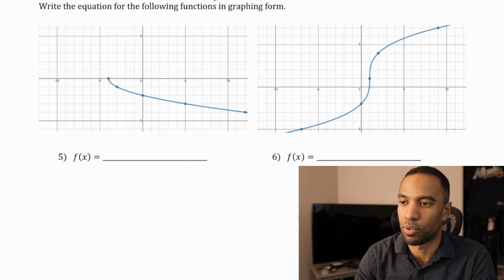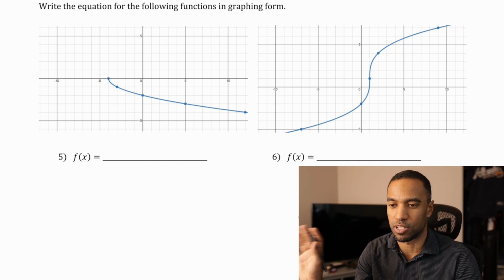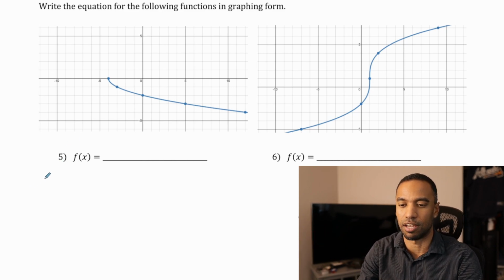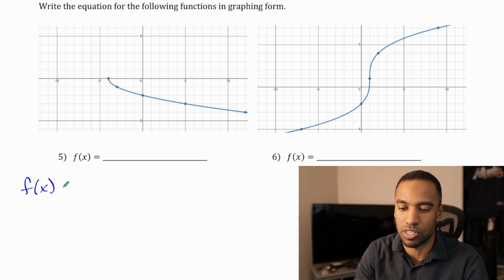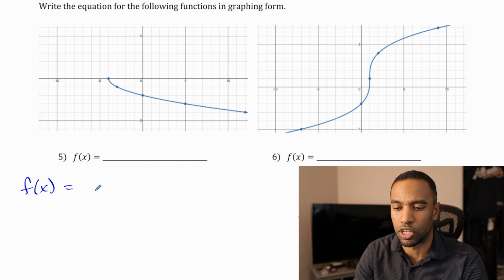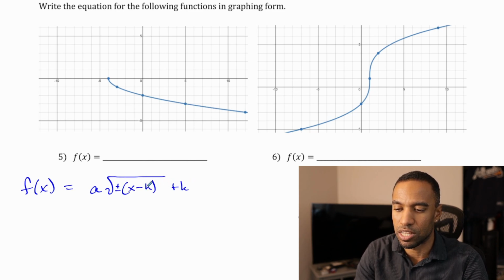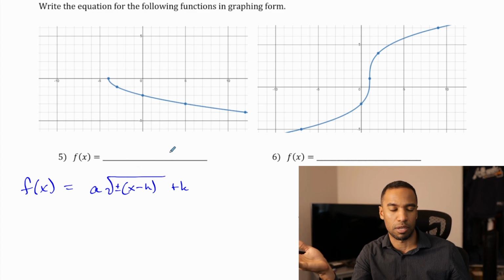Write the equation for the following functions in graphing form, which means you have to consider your whole a, h, and k stuff. So again, the formula for this thing, whether it's a square root or cube root or whatever, it's a times that root of some x minus h plus k. There can be a plus or minus thing involved. Obviously, if it's a plus, you don't write anything besides the x minus h.